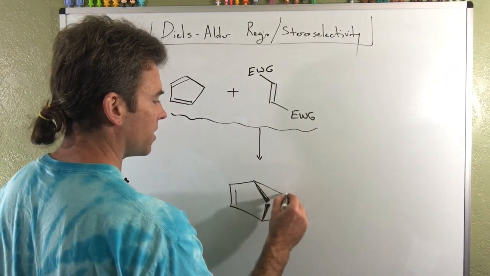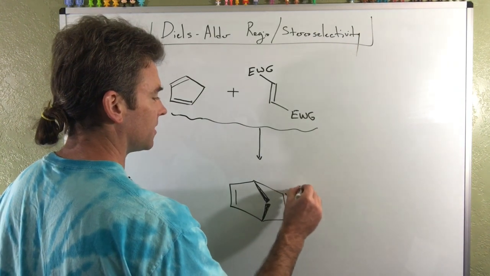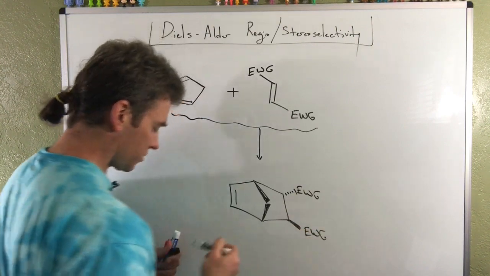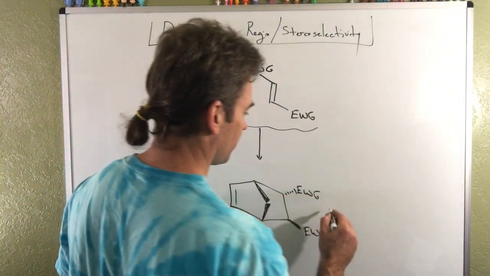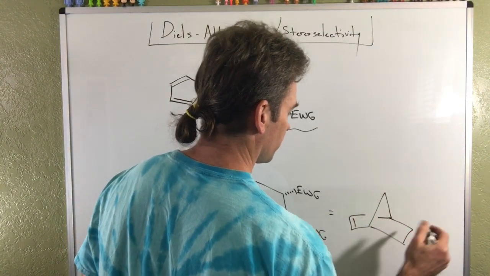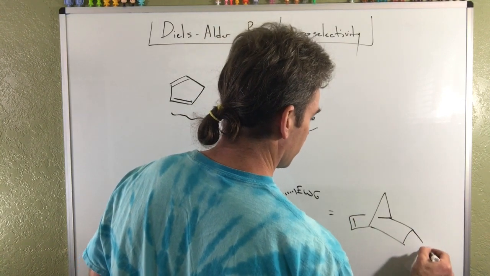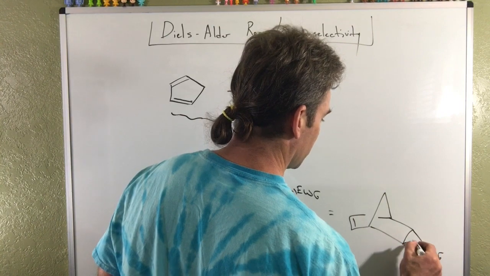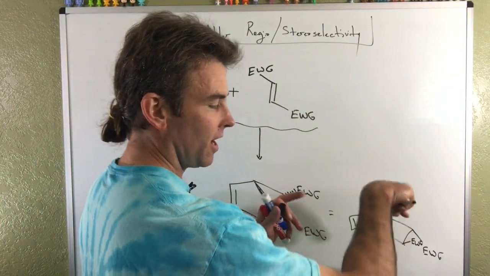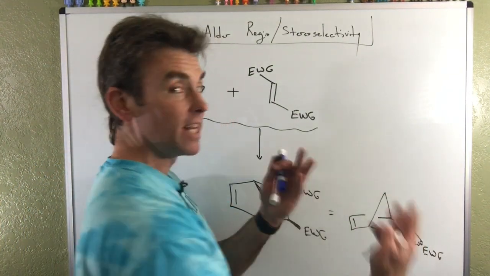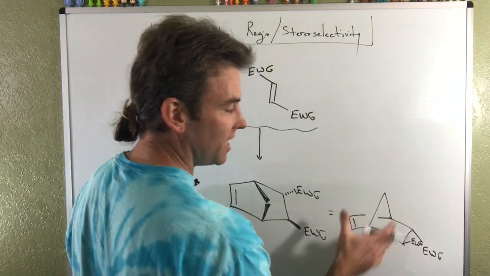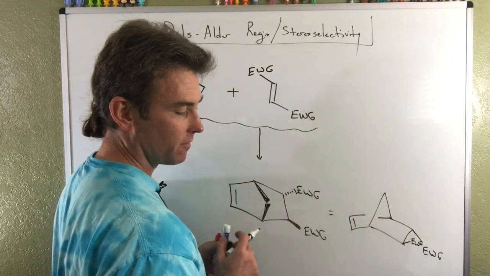It turns out that we are going to actually end up with two different positions for the electron withdrawing groups. If we were to draw this in the three-dimensional form, you would see one electron withdrawing group is down and one is up. I kind of screwed that up a little bit, but you get the idea. One is pointed down, one is pointed up. That's still an endo product, because we still kind of fed Pac-Man with one of those.